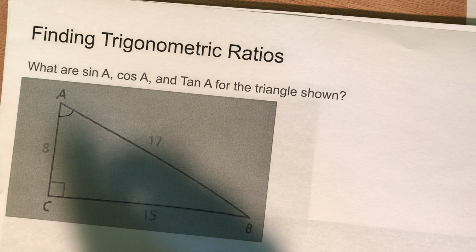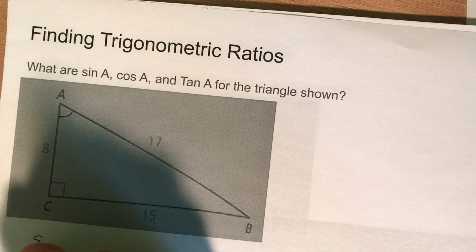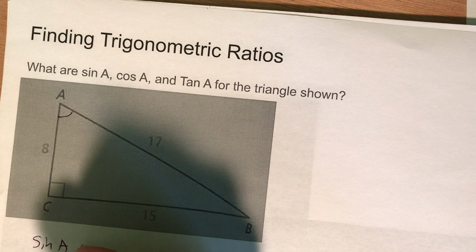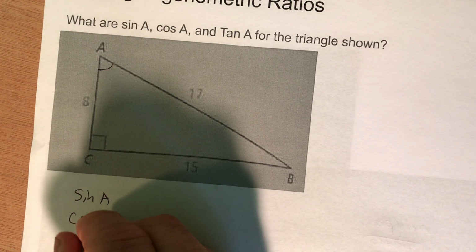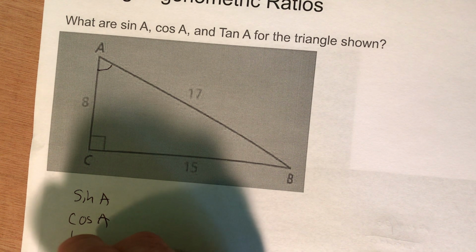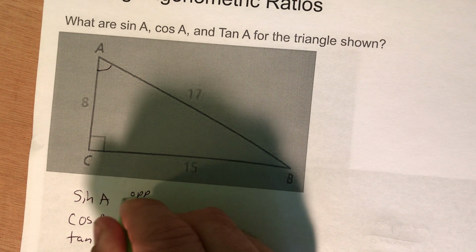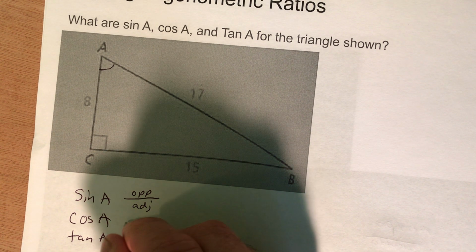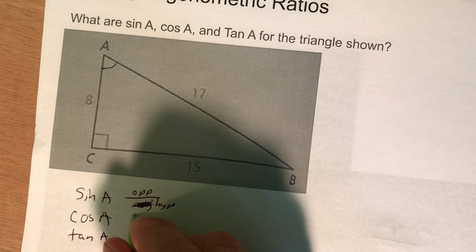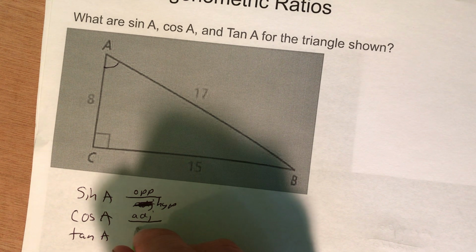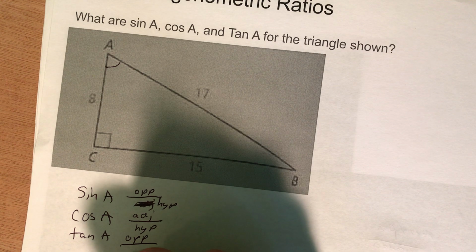But anyway, so you got your sine A, and you got your cosine A, and you got your tan A. This is opposite over hypotenuse. This is going to be adjacent over hypotenuse. And this is going to be opposite over adjacent.